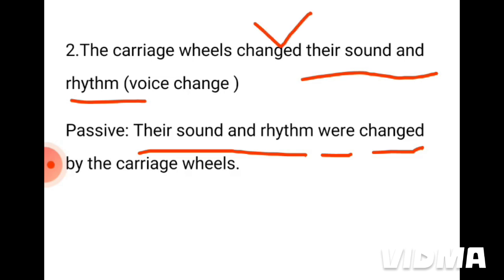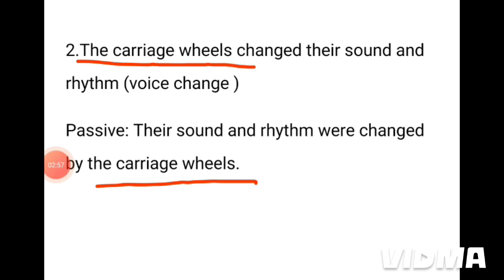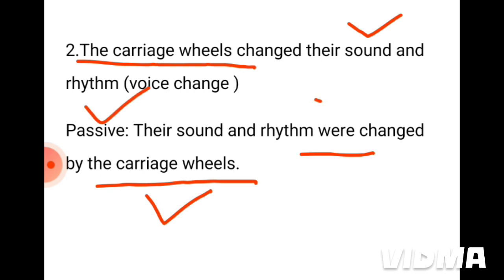Actually this verb is in the past tense, and this is the past participle form of this verb, changed by the carriage wheels. The carriage wheels is the subject, and this has come at the last of this sentence: by the carriage wheels. Their sound and rhythm were changed by the carriage wheels. We have used here were because sound and rhythm, there are two things. So we have used here the plural form of the be verb, were.